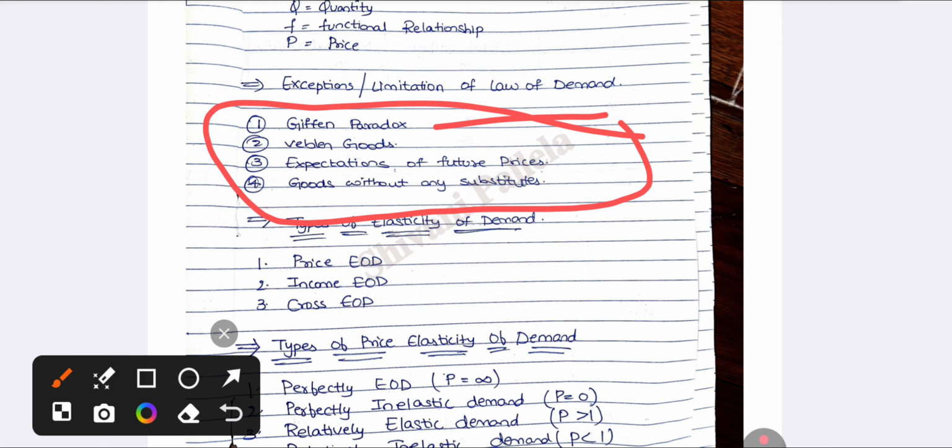Okay, so Sir Robert Giffen has explained the situation in the mines. Yes, bread and meat. Next, Veblen goods. Next, future prices, speculation, this type of thing we have explained in the explanation videos. You can go and watch that for the further explanation.